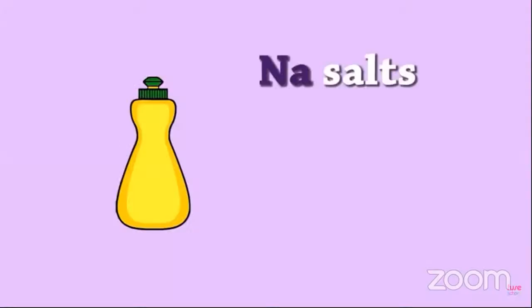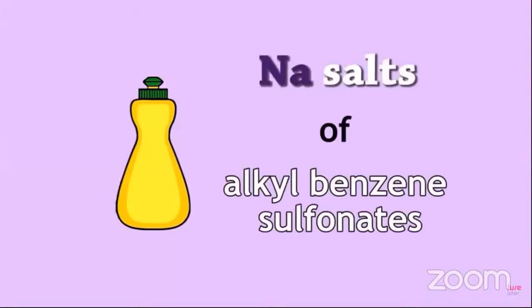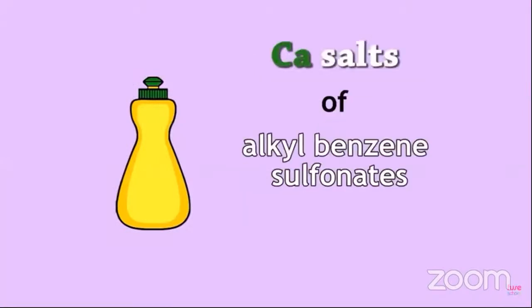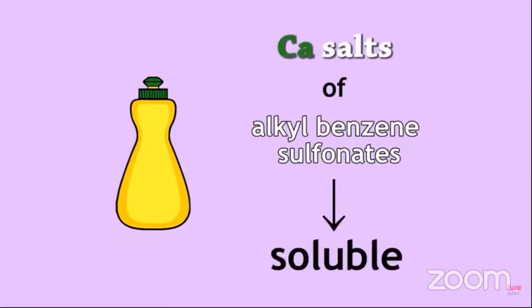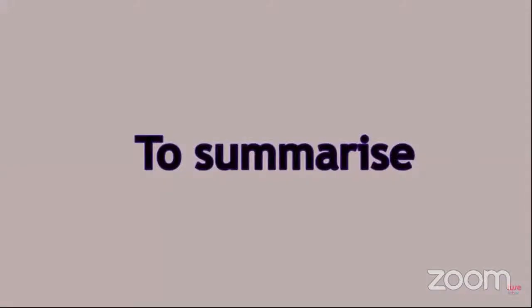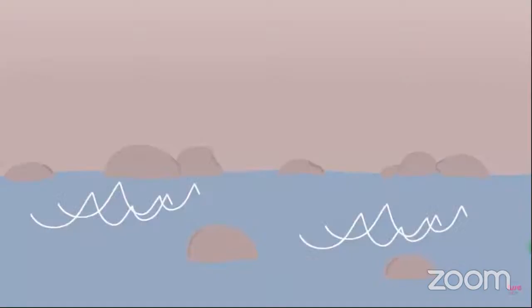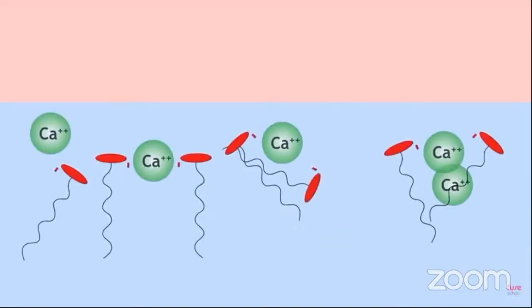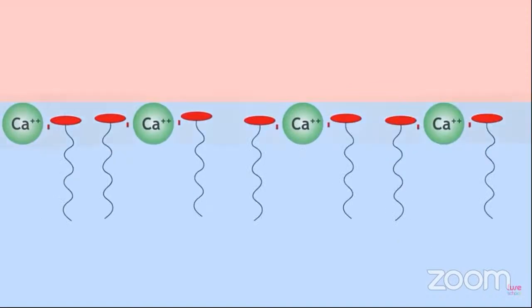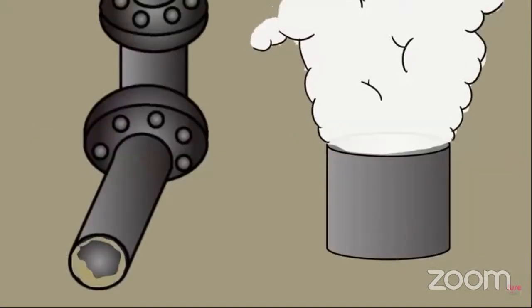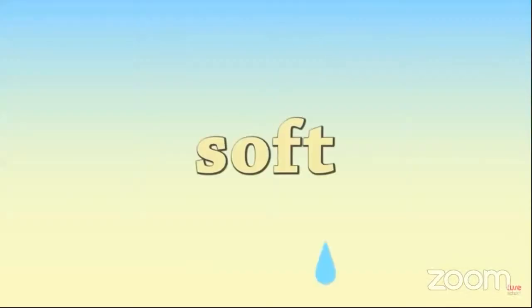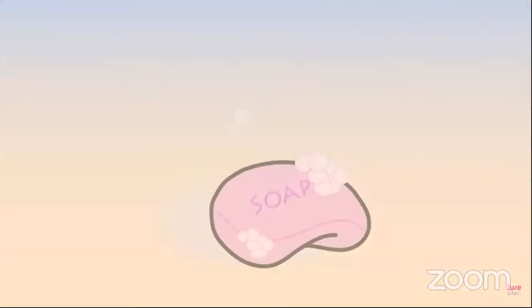Detergents are sodium salts of compounds called alkyl benzene sulfonates, whose calcium salts are soluble, so there is no problem of scum with detergents. So to summarize, we saw that water becomes hard by flowing through rocks containing calcium salts, and these react with soap to form a scum of calcium stearate, making it difficult to use the soap. Temporary hard water forms deposits of lime scale when heated, but rainwater is soft, lathers easily with soap since it's free of dissolved salts.